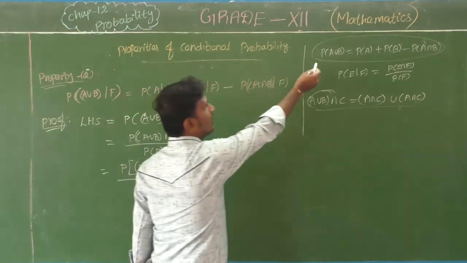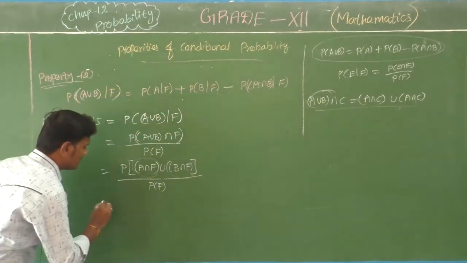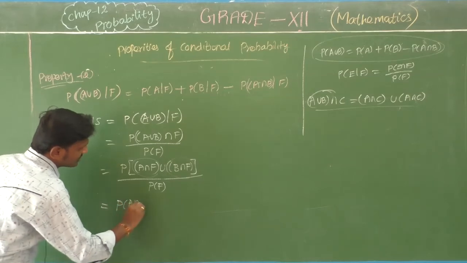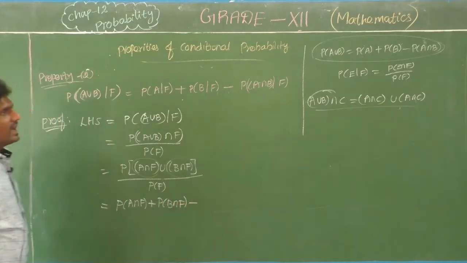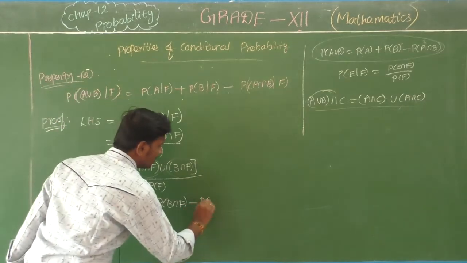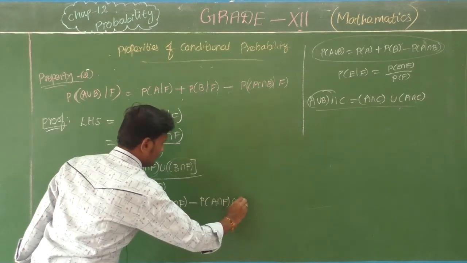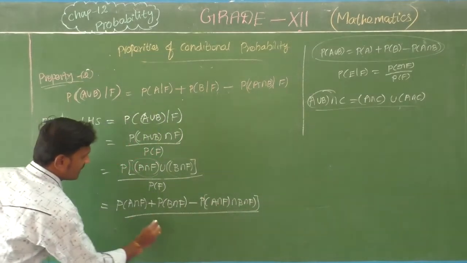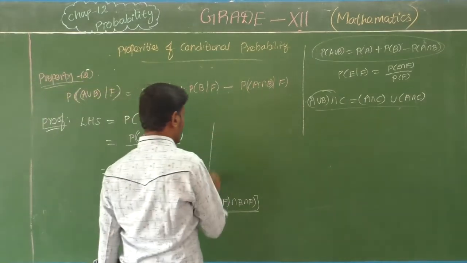Now you have the formula P of A union B equal to P of A plus P of B minus P of A intersection B. Use that addition theorem of probability to expand. P of A means P of A intersection F, plus P of B means P of B intersection F, minus P of A intersection B means P of A intersection F intersection B intersection F, the whole divided by P of F. Here F is common in both, so I am taking it at once only.